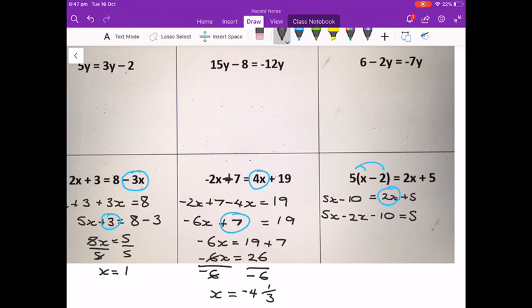I'm going to simplify that. 5x take 2x is 3x take 10 equals 5. I'm then going to take the 10 over to the other side. 3x equals 5 plus 10. 3x equals 15. Divide both sides by 3 so I can find out what 1x is worth, and x equals 5. And that is how you solve equations with pronumerals on both sides.